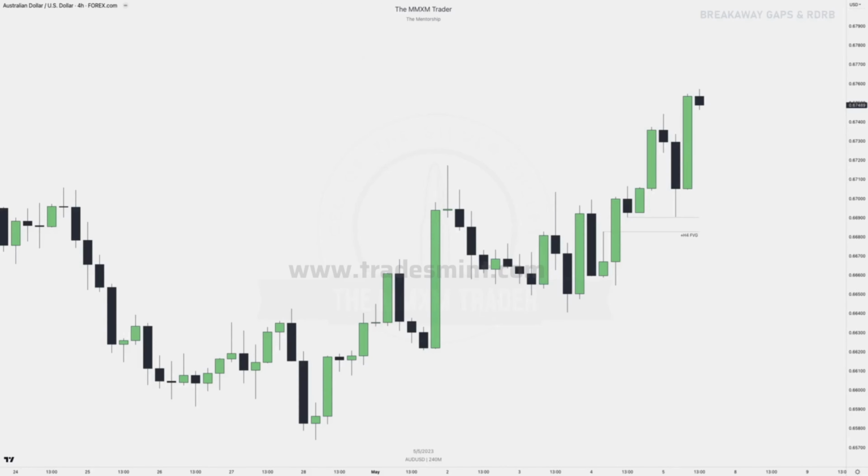We've got an Australian dollar, US dollar 4-hour chart, and now take a look at this piece of price action, and can you spot that redelivered rebalanced PD array?